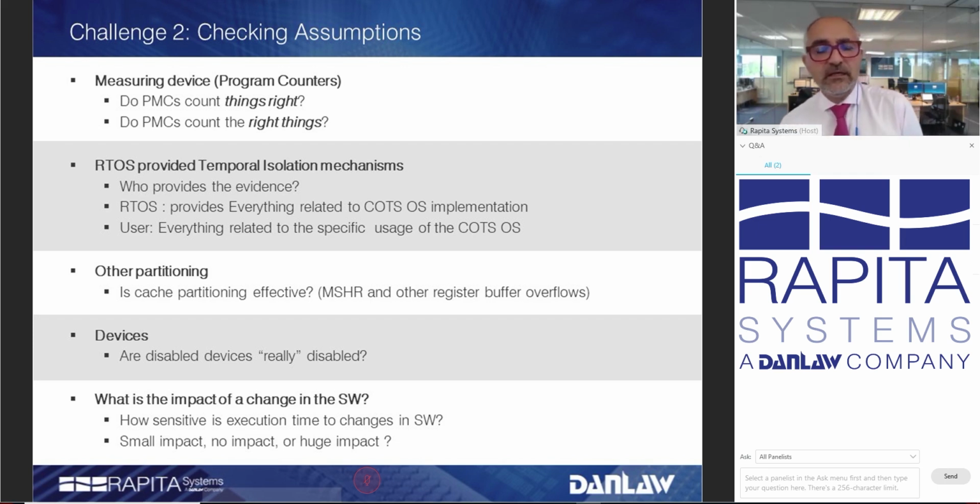Another typical question that customers ask is, well, I don't need to do any of these analyses because the real-time operating system will provide temporal isolation. And probably it does in one way or the other, except that ultimately you need to provide confidence for yourself that the behavior is as expected. If your whole safety argument relies on a mechanism in the operating system that provides freedom from interference or temporal isolation, the question is, where is your evidence that this mechanism behaves correctly?